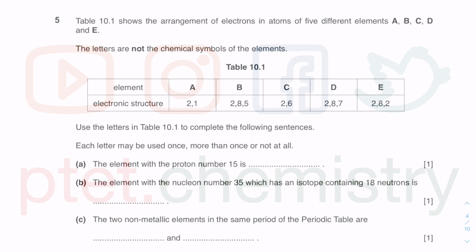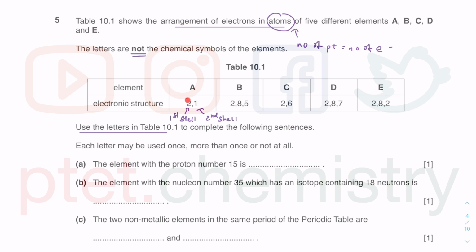So in this next question, we have this table which shows the arrangement of electrons in atoms. We know that in atoms, the number of protons equals the number of electrons, and these letters are not the chemical symbols of the elements. They say use the letters, so we do not have to work out the element; we need to use the letters and think about the information given. This is saying that there is a first shell, and this second shell, and there's no third shell because it only fills up to the second shell.